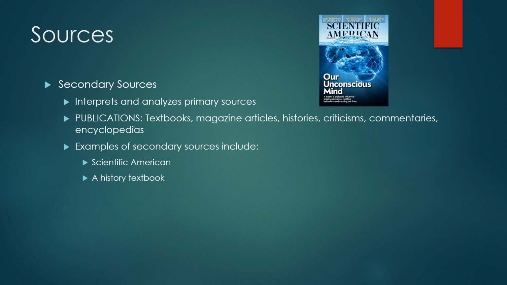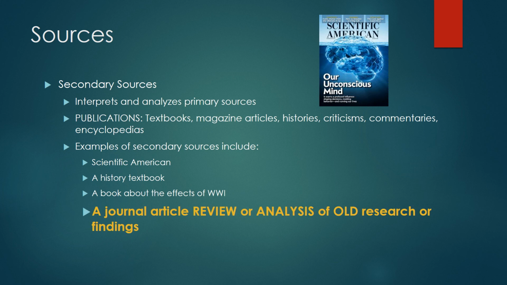A history textbook would also be a secondary example, or a book about the effects of World War I or World War II. So the Diary of Anne Frank is a primary source because it was her actual experiences and her writing, whereas if I take the writings of her and anybody else I can find and analyze what was going on, that is a secondary source. In this case, again, for this class, the big secondary source that you're probably going to be finding is a journal article, which is in a journal, and it looks like an article, but it's a review, which means it's an analysis of old research or findings.